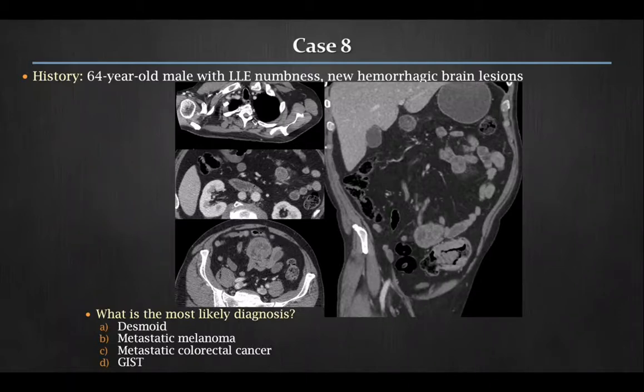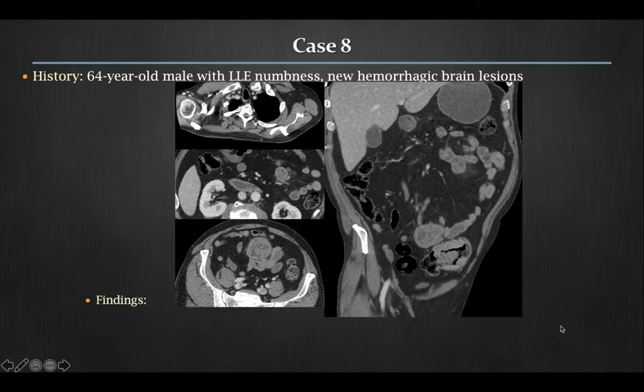So the next case is a 64-year-old man with left lower extremity numbness and new hemorrhagic brain lesions. Like I said at the beginning, most of these cases have overlapping imaging findings, so any clinical information should be used as a clue to help be more specific in your differential. This history is concerning for metastatic disease, so you should use that to your advantage.